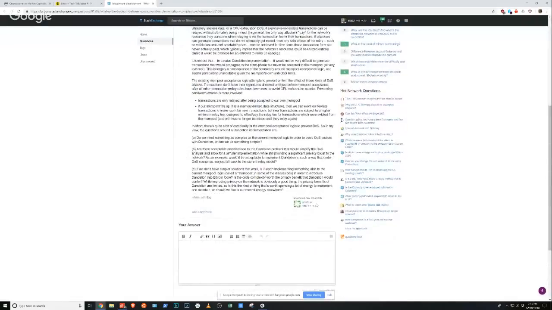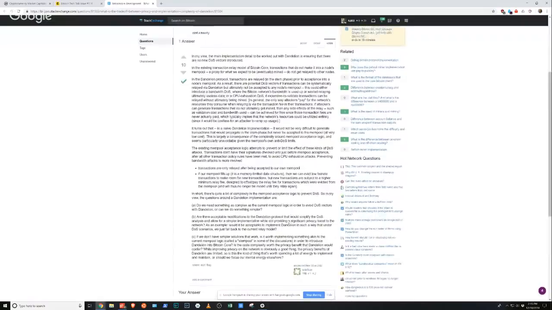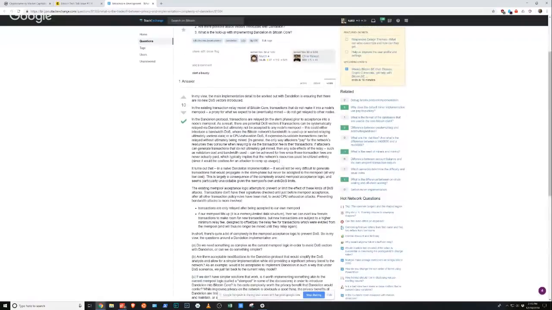the answer was given by Suhas, who's a core developer. In my view, the main implementation detail to be worked out with Dandelion is ensuring that there are no denial of service vectors introduced. In the existing transaction relay model of Bitcoin Core, transactions that do not make it into a node's mempool, a proxy for what we expect to be eventually mined, do not get relayed to other nodes. In the Dandelion protocol, transactions are relayed in the stem phase prior to acceptance into a node's mempool. As a result, there are potential denial of service vectors if transactions can be systematically relayed via Dandelion, but ultimately not be accepted to any node's mempool.